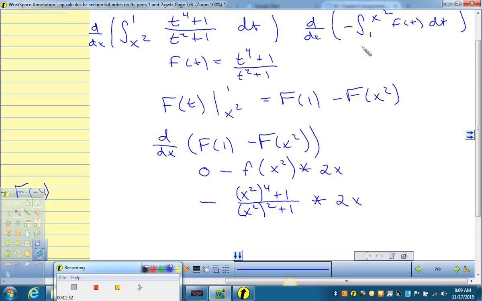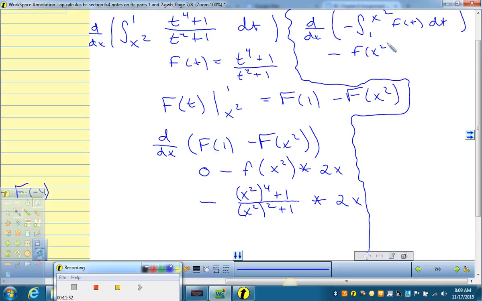that negative still sits out in front, so this is our second method, seeing if we can shorten the process. It's going to be this function, the negative will sit out in front, this function evaluated here at x squared times the derivative of x squared. So it's f of x squared times the derivative of x squared, which is 2x. Okay, so we get used to seeing these patterns, and when we do that, we can get our answer the same as we did down here.